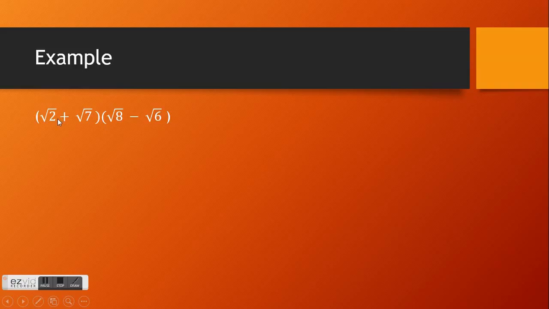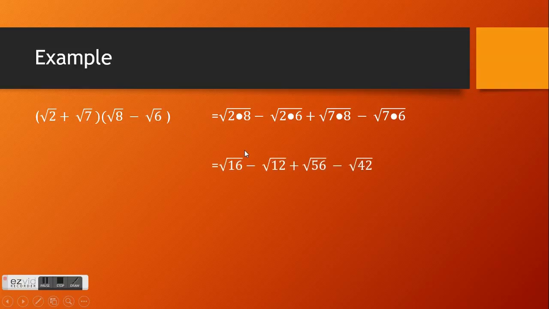Square root of 2 times square root of 8. Then, square root of 2 times negative square root of 6. Then, square root of 7 times square root of 8. Then, square root of 7 times negative square root of 6. So, 2 times 8 is equal to 16. Then, 2 times 6 is equal to 12. Then, 7 times 8 is 56. Then, 7 times 6 is 42.